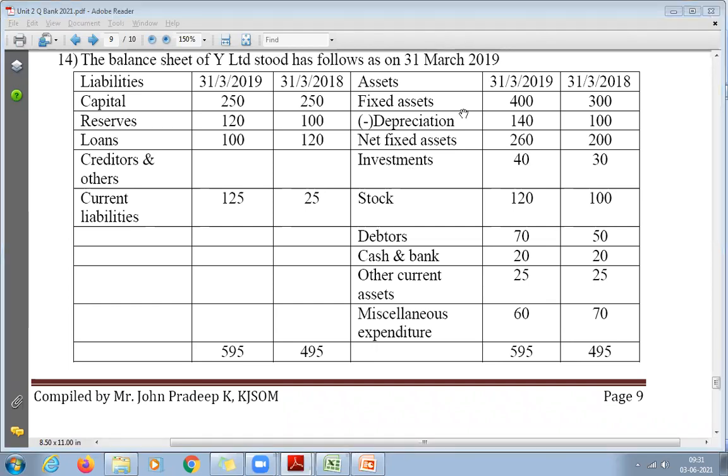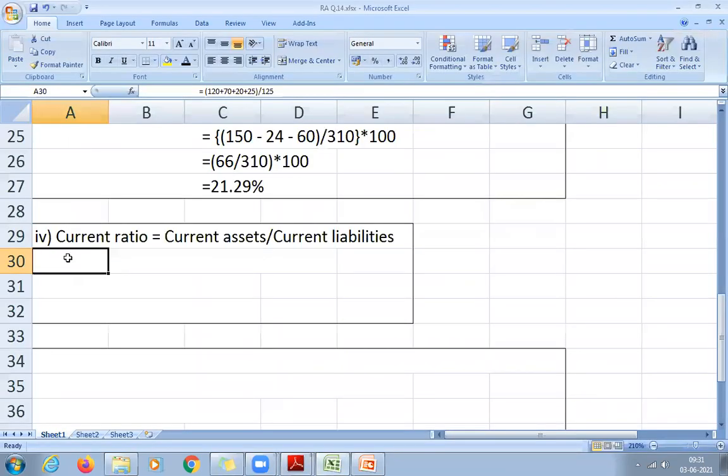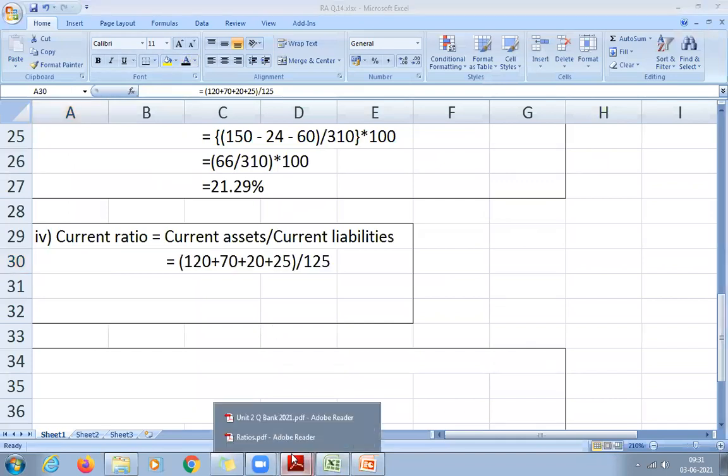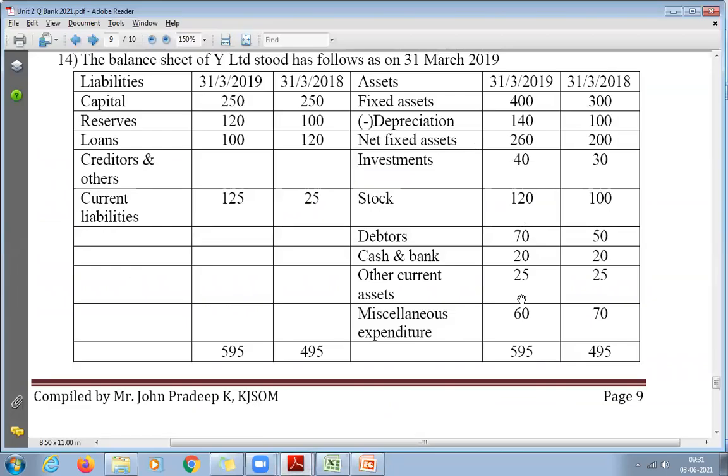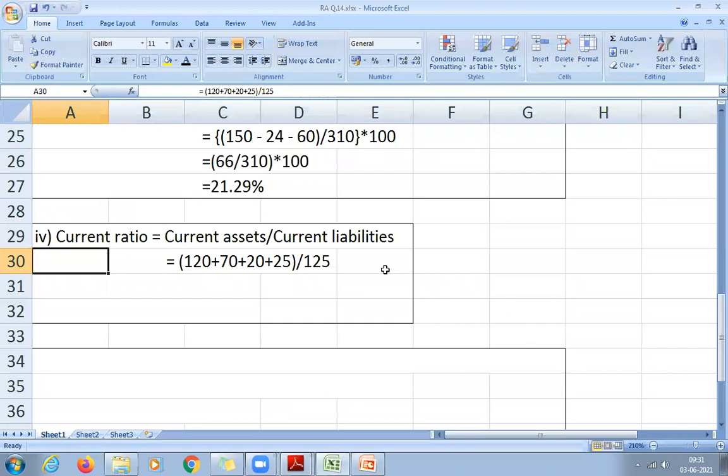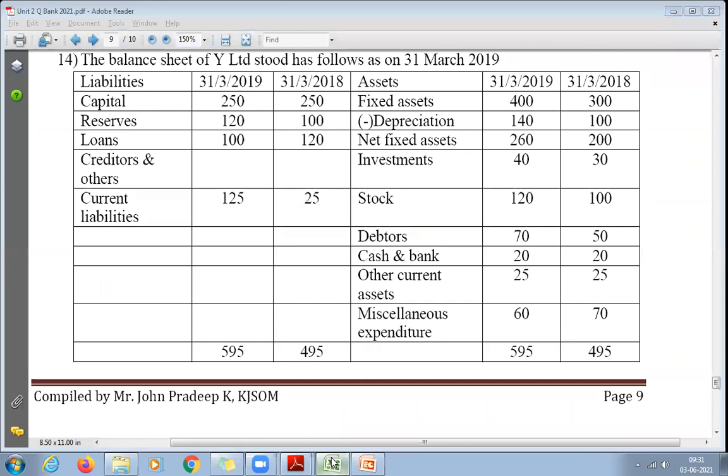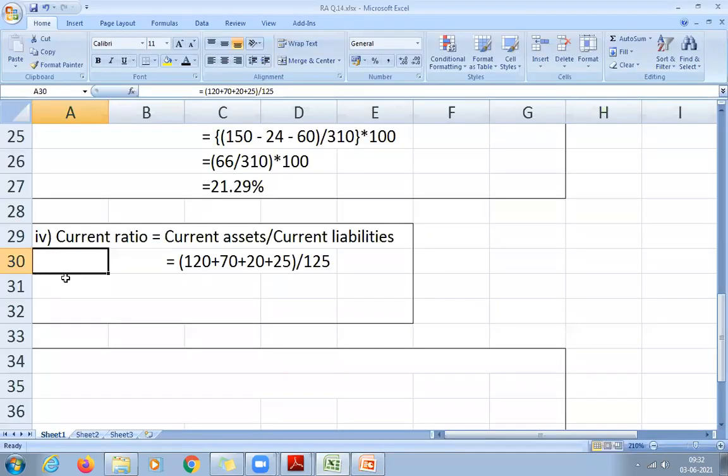Yes, sir. Okay, thank you. So let us substitute now. Current assets we already discussed: stock, bank balance, debtors. Same thing I substitute here. Stock 120, debtors 70, bank and cash 20, and other assets 25. So 120 plus 70 plus 20 plus 25, and current liability only one he has given, that is 125. I have taken that. So please add and divide.